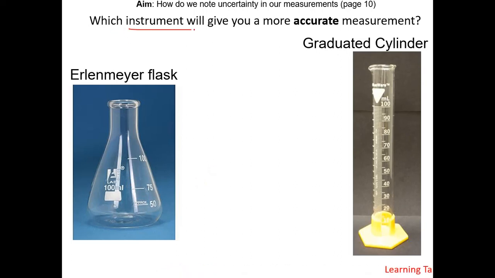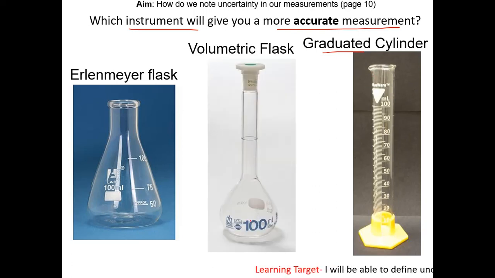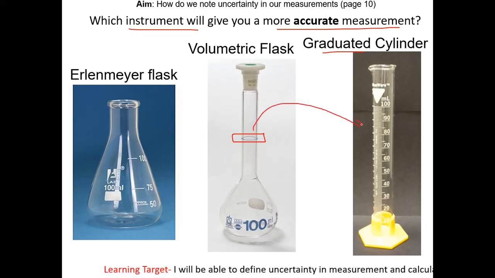Okay, so which instrument will give you a more accurate measurement? It turns out it is the graduated cylinder again. So how do we know this? We will do this in lab. We're going to use a volumetric flask to measure exactly 100 mLs. So when you fill up a volumetric flask with water up to this line exactly, it will give you exactly 100 mLs of water. You're then going to pour it into each of the containers, okay?